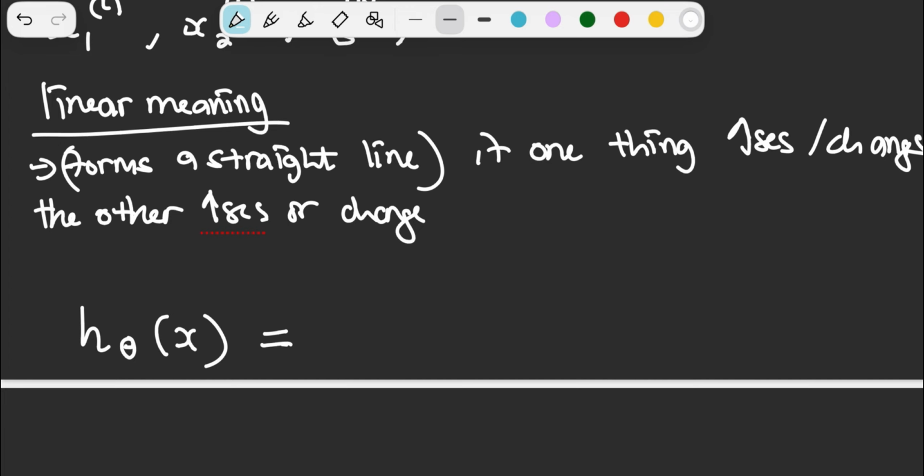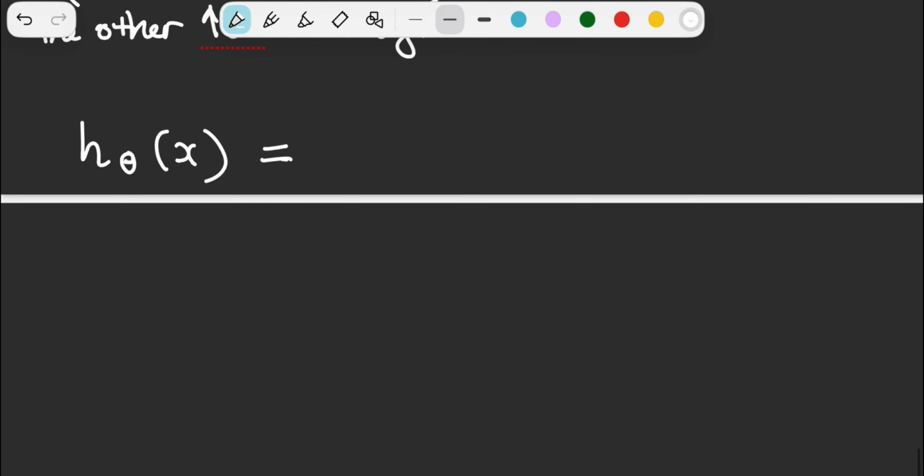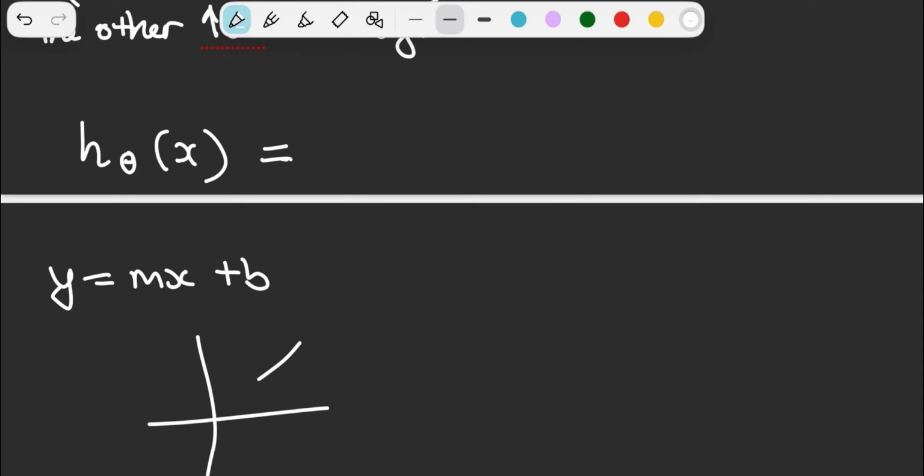But it could increase, it could decrease. You don't really know, which is why for a straight line, we have the form y is equal to mx plus b. So if you have a line, let's say passing through the origin, its equation is going to be y is equal to mx.